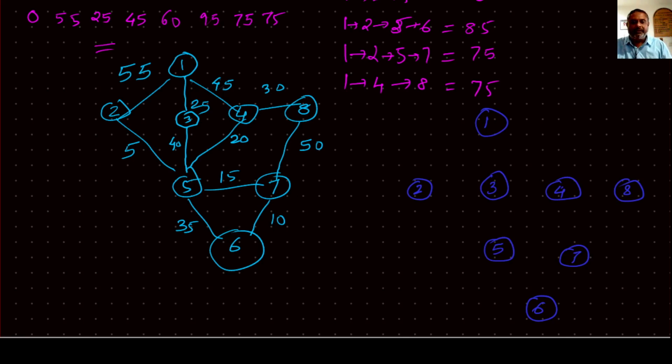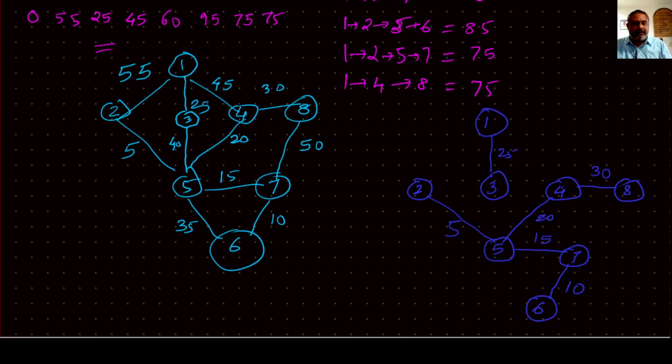So the first smallest edge is between 2 and 5 with a weight of 5. The next one is between 7 and 6 with a weight of 10. And the next one is between 5 and 7 with a weight of 15. And the next one is of weight 20 between 4 and 5. And after 20 we find 25 between 1 and 3, and after that we find 30 between 4 and 8.